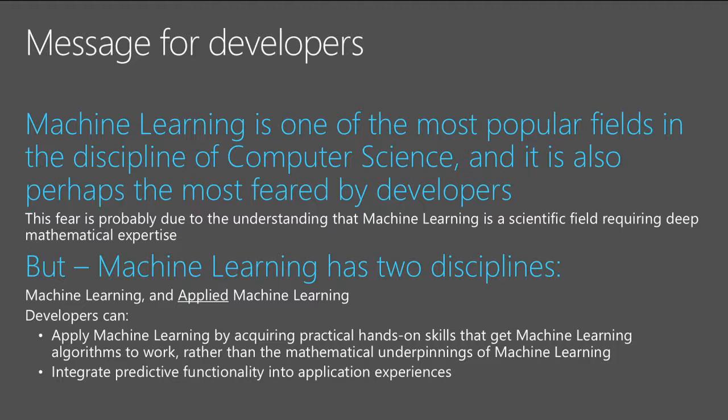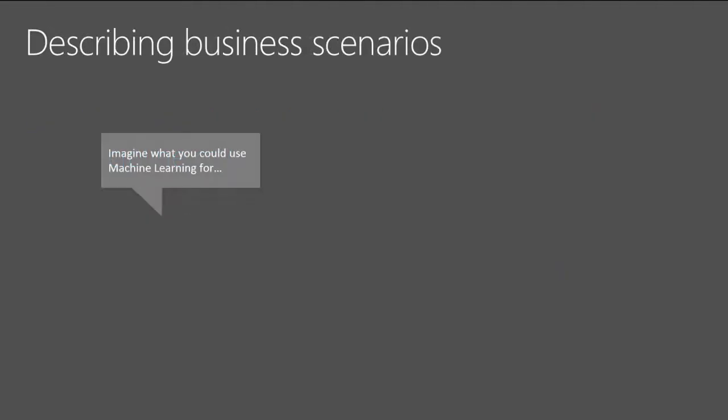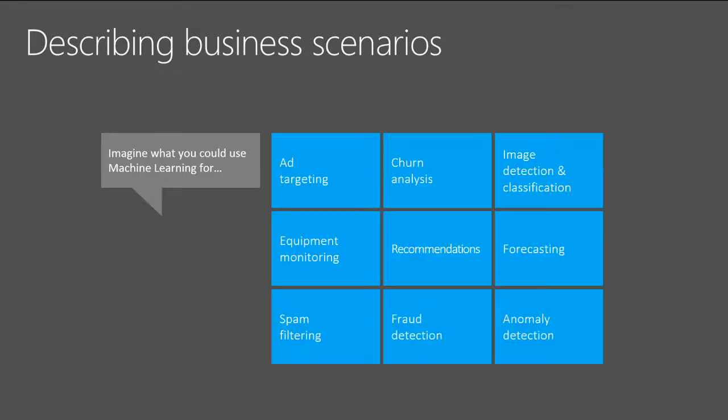Developers can apply machine learning by acquiring practical hands-on skills, as I've demonstrated not so successfully in this session. But you don't need to know the mathematical underpinnings of how this will work. So you need the basic skills, working through the flow methodically, designing something that is better than a random guess, and then integrating that into applications. And I believe that this is completely achievable by developers today, whether you're data professionals or whether you are software developers.